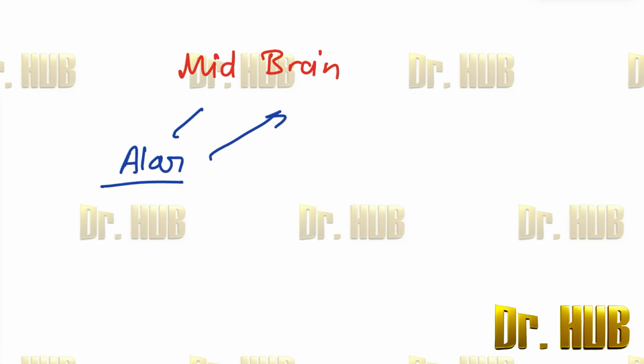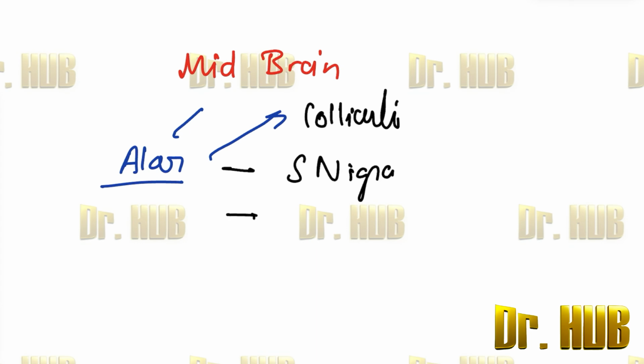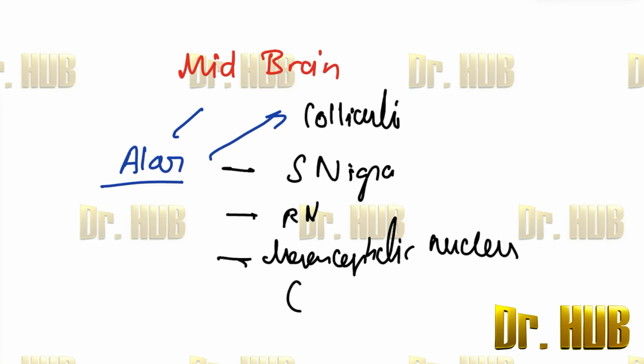So what is under the alar lamina? Under alar lamina it includes the colliculi. There is also the SN, that's substantia nigra, the red nucleus, RL. Then comes the mesencephalic nucleus of the trigeminal nerve, and this is of the trigeminal nerve. That is a GSA.